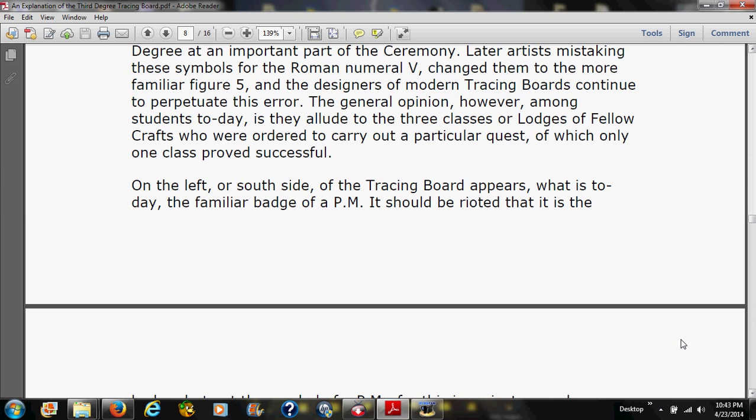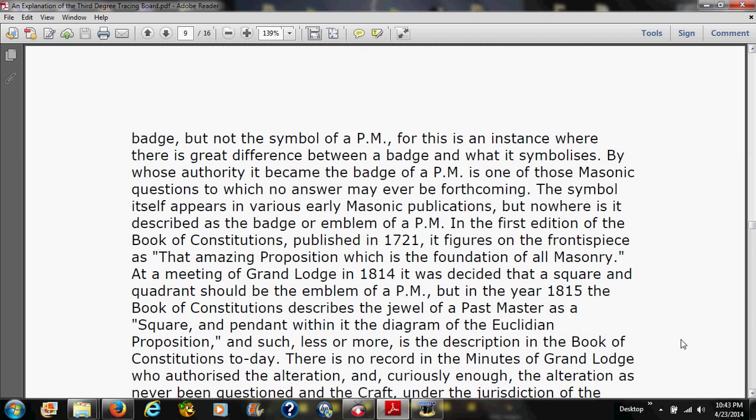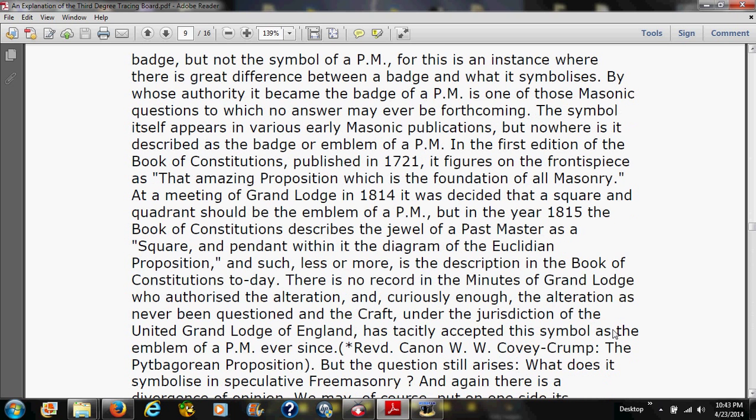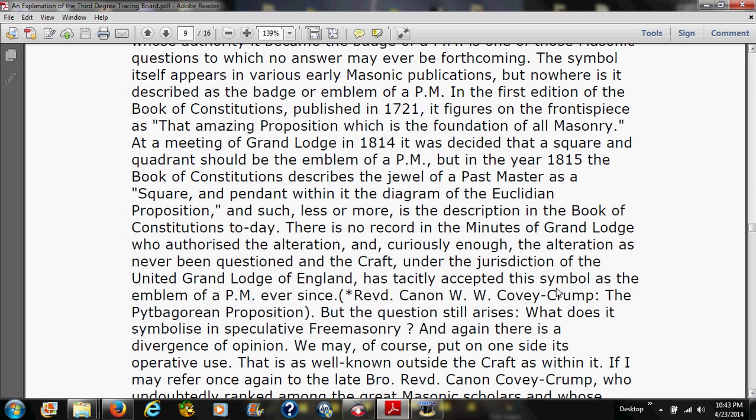Okay. Today, filming. Okay, so published in 1721, 1814, inside the square and emblem, and then it goes on, square and pendant. So, curiously enough, the alteration has never been questioned in the craft. Under the jurisdiction of the United Grand Lodge of England, has tacitly accepted this symbol as the emblem of a PM ever since. The one I just showed you. The Euclid with the thing in the pendant.